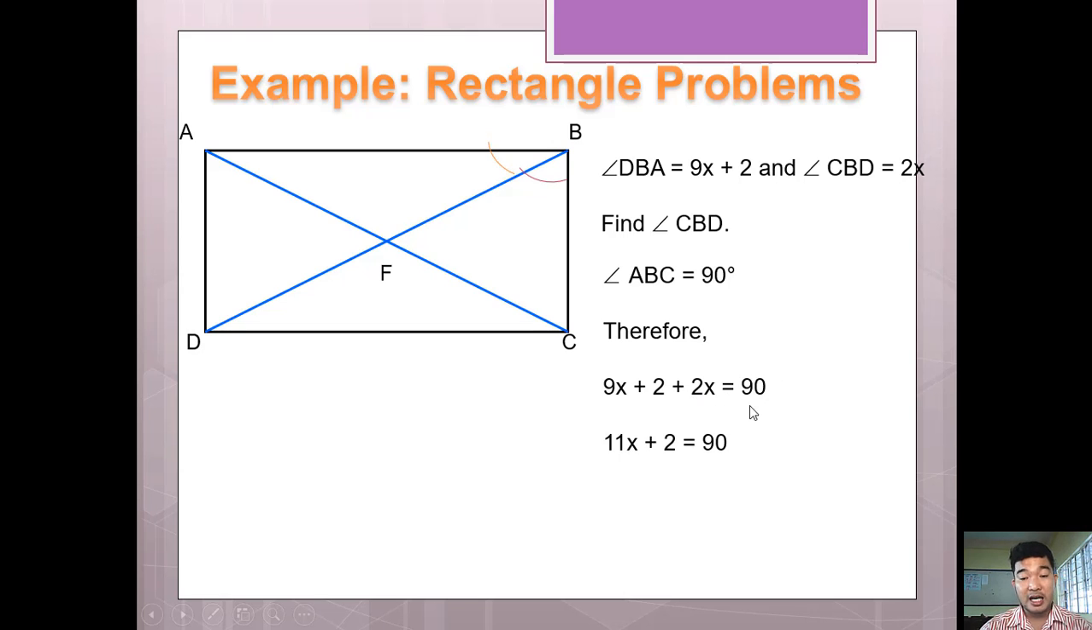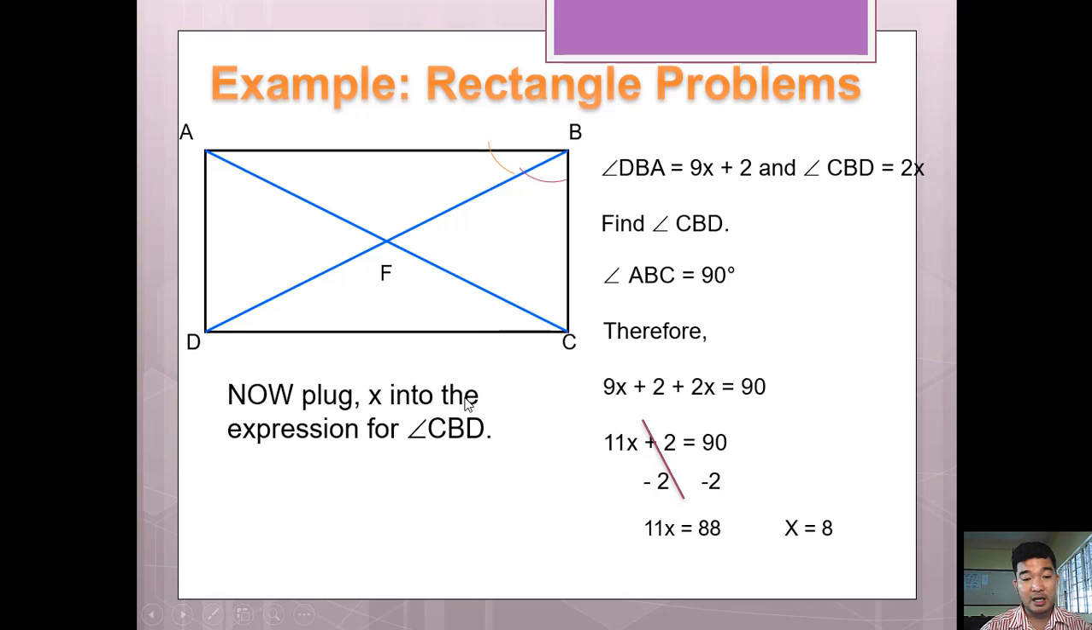Then we solve for x. Simplifying it further, 9x plus 2x is 11x plus 2 equals 90. And then, we add negative 2 to both sides of the equation. So, 11x equals 88. Then, divide the whole equation by 11. So, x now is equal to 8. Since we are solving for CBD, we simply plug x into the expression. CBD is equal to 2x. So that's 2 times 8 and that is equal to 16.